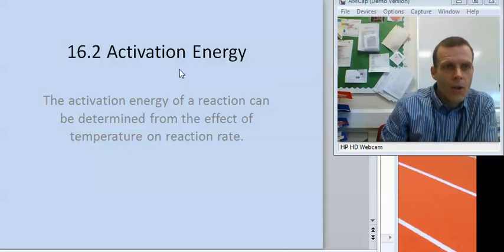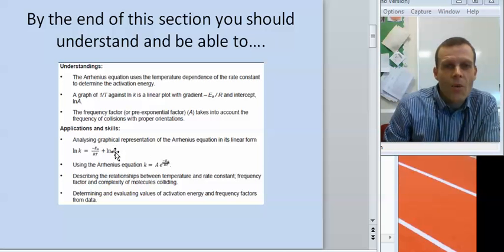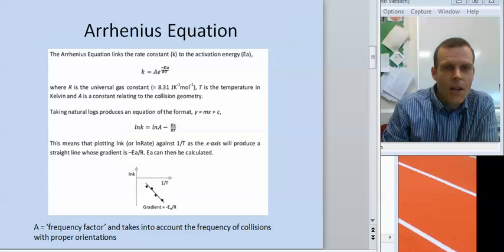Right, a relatively short section compared with 16.1, looking at activation energies. We talked about them a little bit in topic 6. Just going to look at how to maybe work them out in this unit. So this is what we're talking about, and as you can see here, there's going to be a little bit of maths, a little bit of graph plotting perhaps, to try and work out what these activation energies actually are.